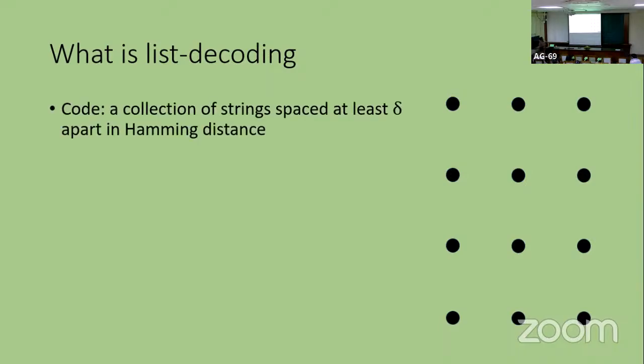So, for our purposes, a code is a collection of strings spaced apart in Hamming distance. And why do we want this? We want this so that if there is some receiver, like that star over there, we want to be able to decode it, which is to say, find a code word that is nearby. It could have got a bit corrupted, but that may have been the original code word.